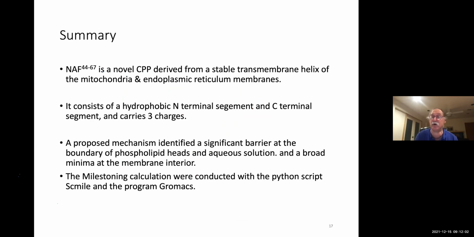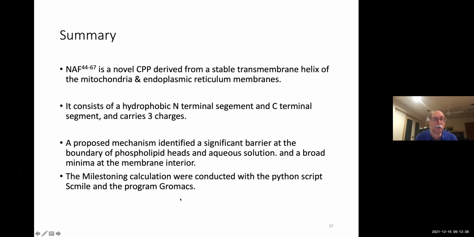So that's what I wanted to tell. That's the short story that I wanted to tell. NAF 4467, where 44 and 67 are the sequence positions in the original protein, is a novel CPP. It is the first time we derived one from a transmembrane helix that is embedded in the mitochondria and the ER membranes. It is a peptide that consists of essentially two domains, one hydrophobic helix segment and a C-terminal segment, which carries a total of 5 charges. This is a mistake in here.